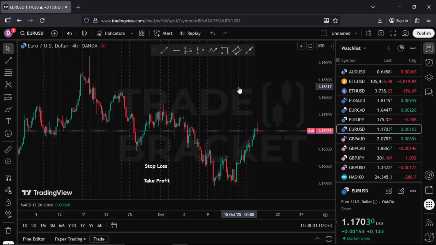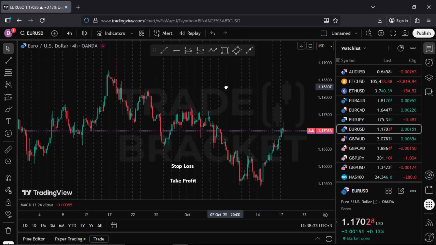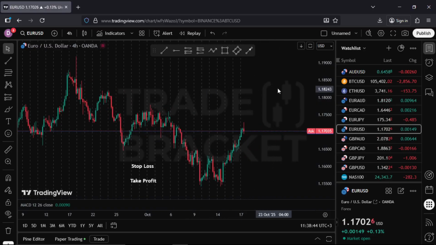All right. So right now, what you're looking at is the Euro USD chart. I want you to first pay attention to the extreme right side here. You see this extreme right side? These values right here represent the price.